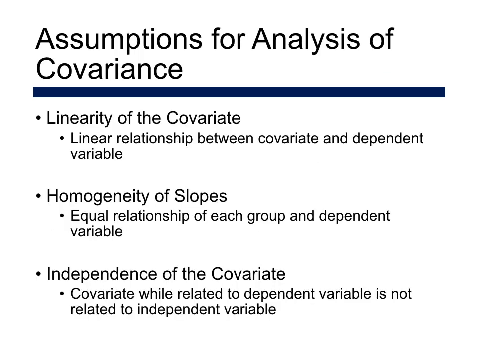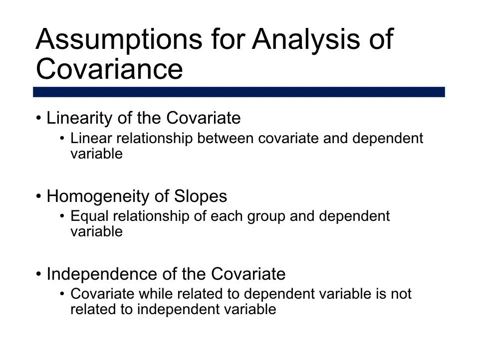There are some terms that are useful in reference to ANCOVA. Linearity of the covariate means that you must determine that there is indeed a linear relationship between this covariate and the dependent variable. They in some way have to be related or show some type of relationship.